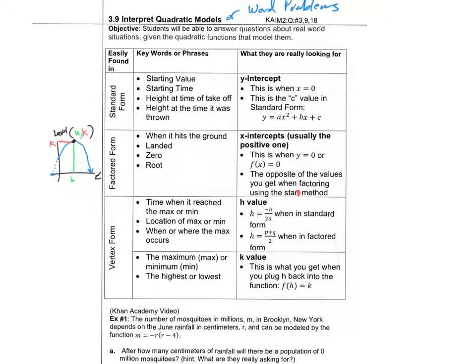So those are really the four things that you're going to see a word problem ask for. They're going to give you some keywords that are really just asking for the y-intercept. They're going to give you some keywords that are really just asking for the x-intercepts. They're going to give you some keywords that are really just asking for the h value, or they're going to give you some keywords that are really just asking for the k value. So this little chart is really handy.